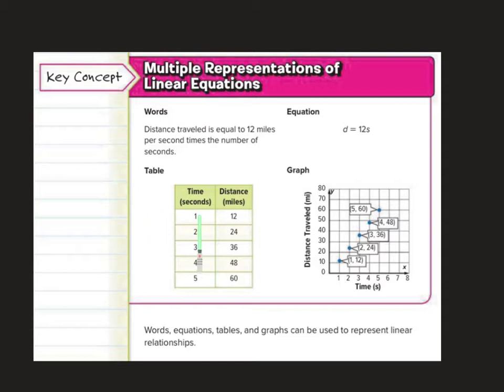In a table, we can have a list of time in seconds, 1 through 5, and then the corresponding distance in miles that would be traveled each second. And then we have a graph where we can take these two values and use them as XY coordinate pairs and actually plot them on a graph. So words, equations, tables, and graphs can be used to represent linear relationships in a lot of different forms.